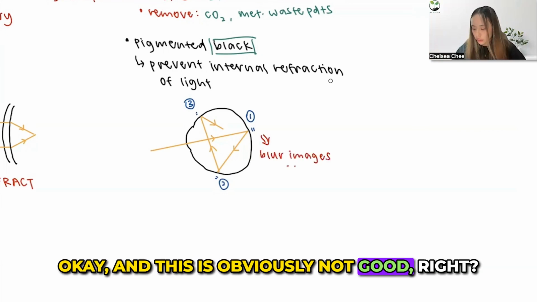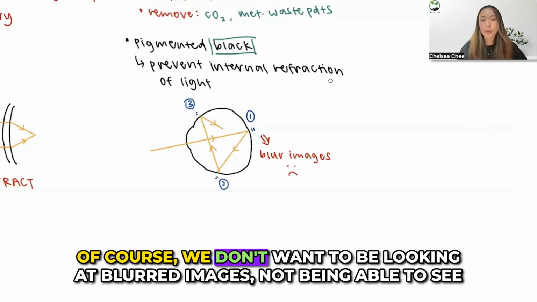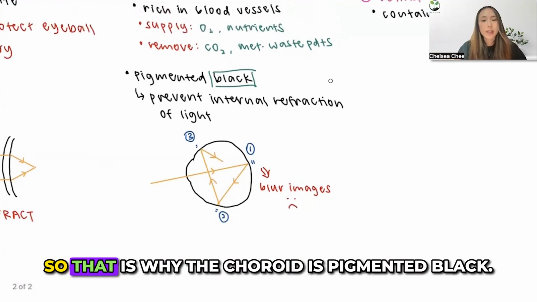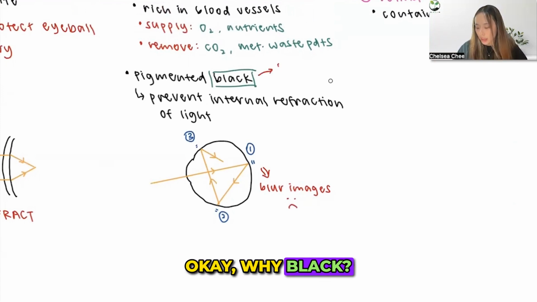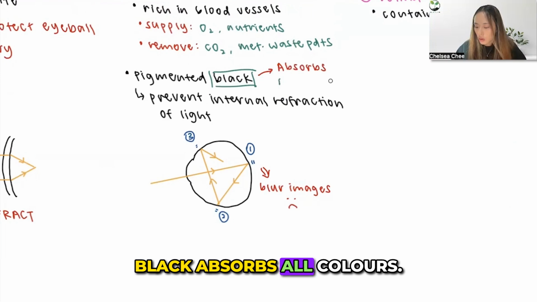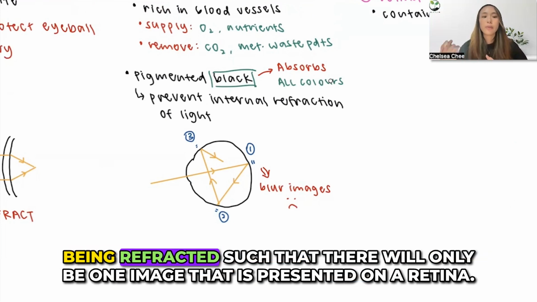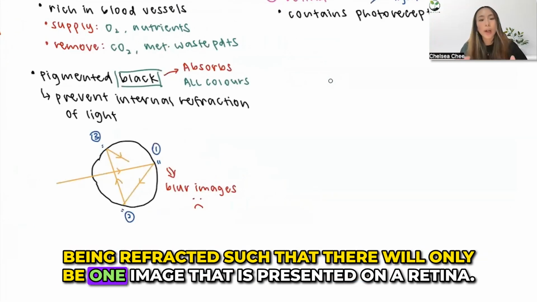Okay, and this is obviously not good, right? This is not good for our eyesight. Of course, we don't want to be looking at blur images, not being able to see properly what's in front of us, right? Okay, so that is why the choroid is pigmented black. Why black? Black absorbs all colors. So this black color will absorb every color that enters the eye and it prevents it from being refracted, such that there will only be one image that is presented on a retina.